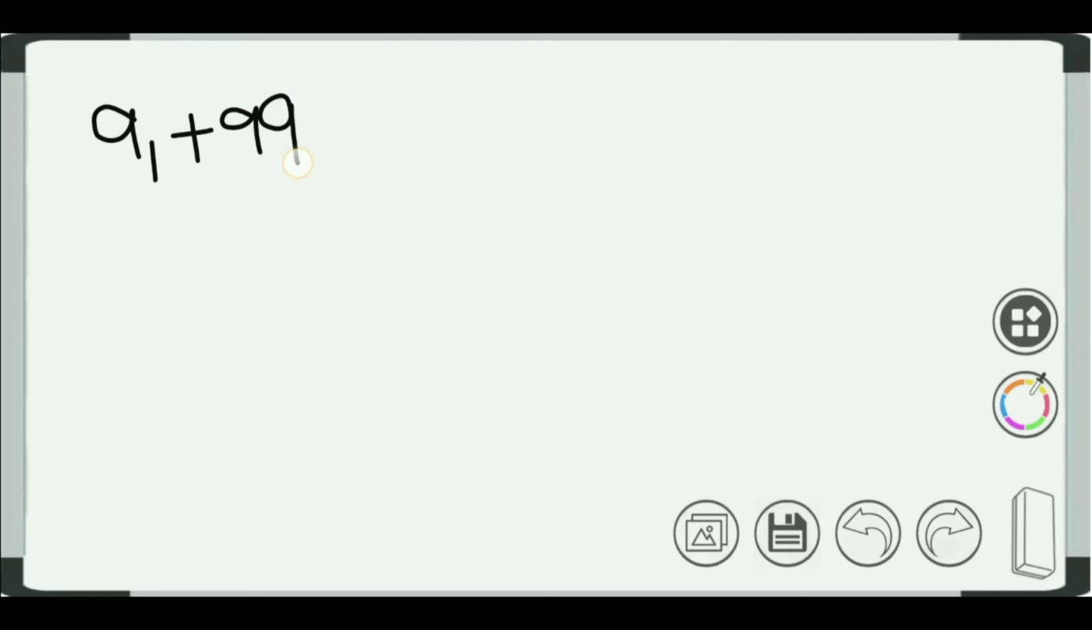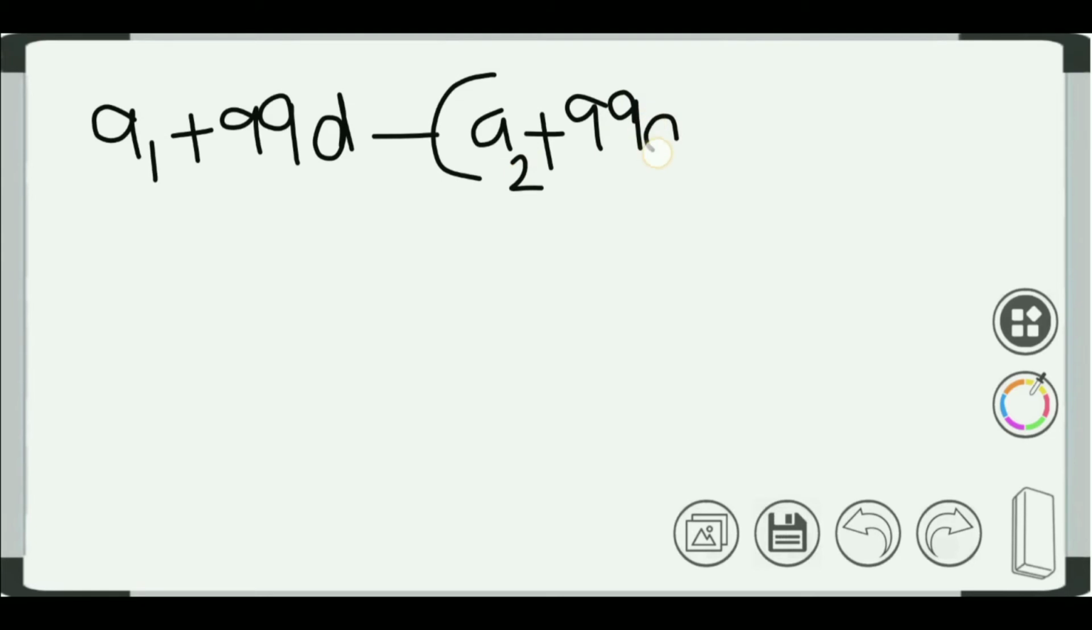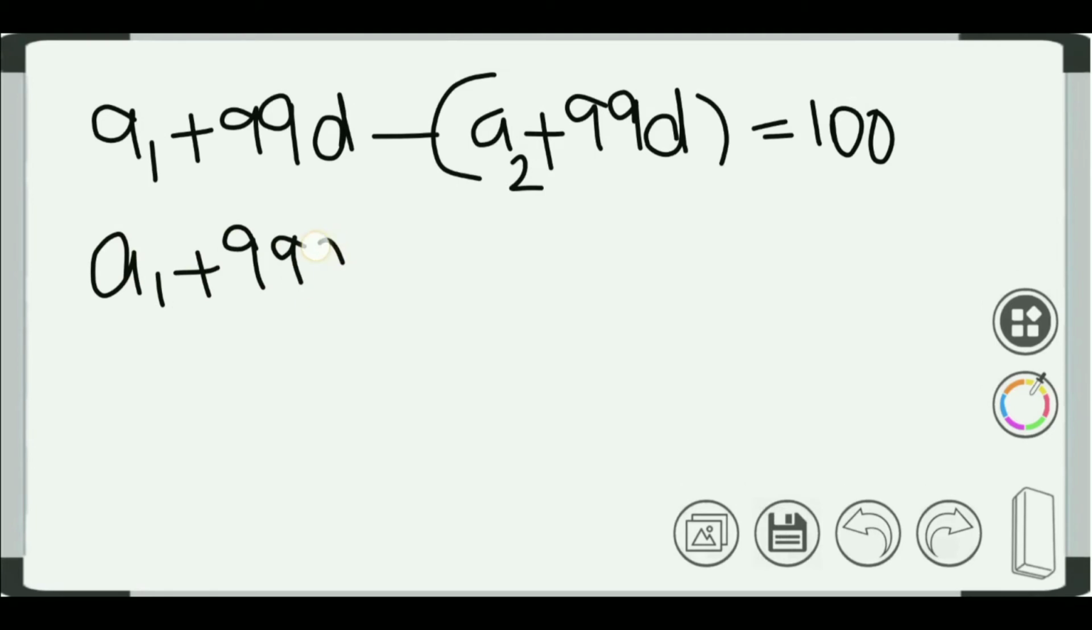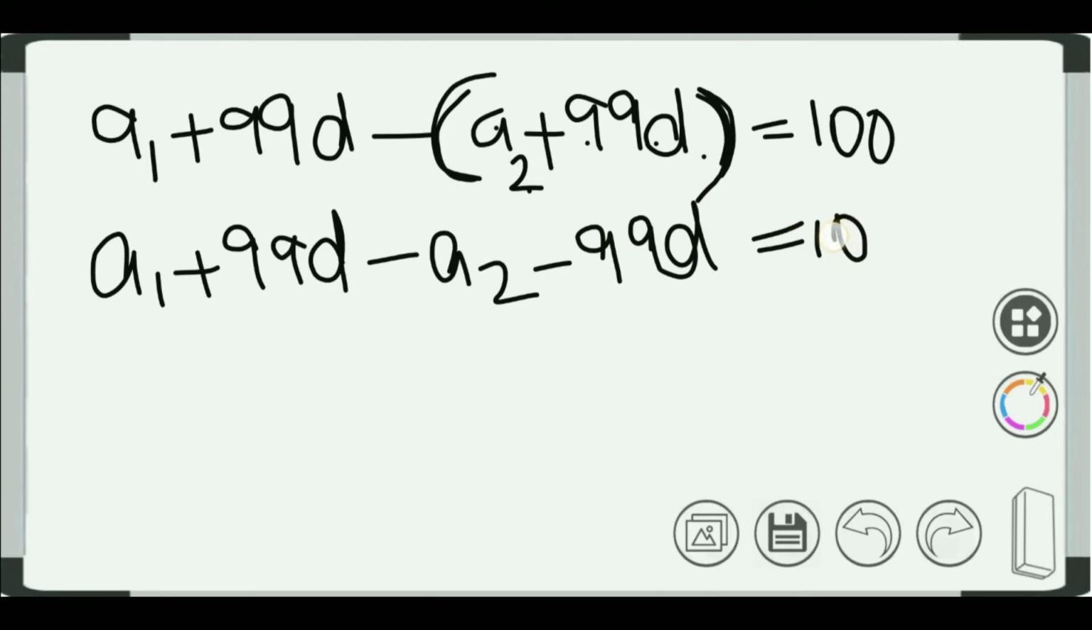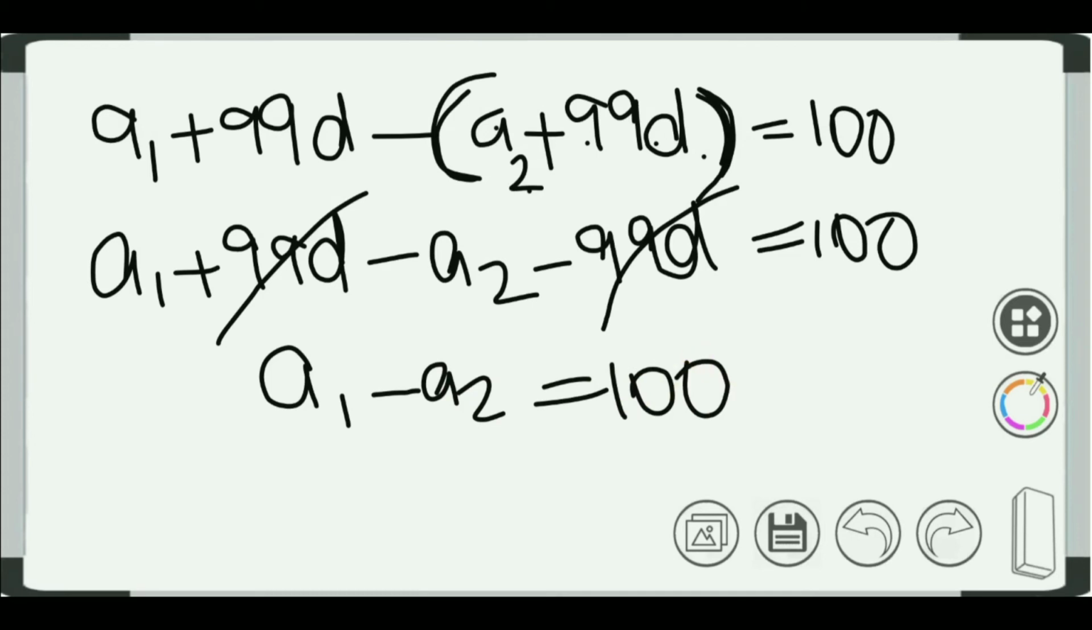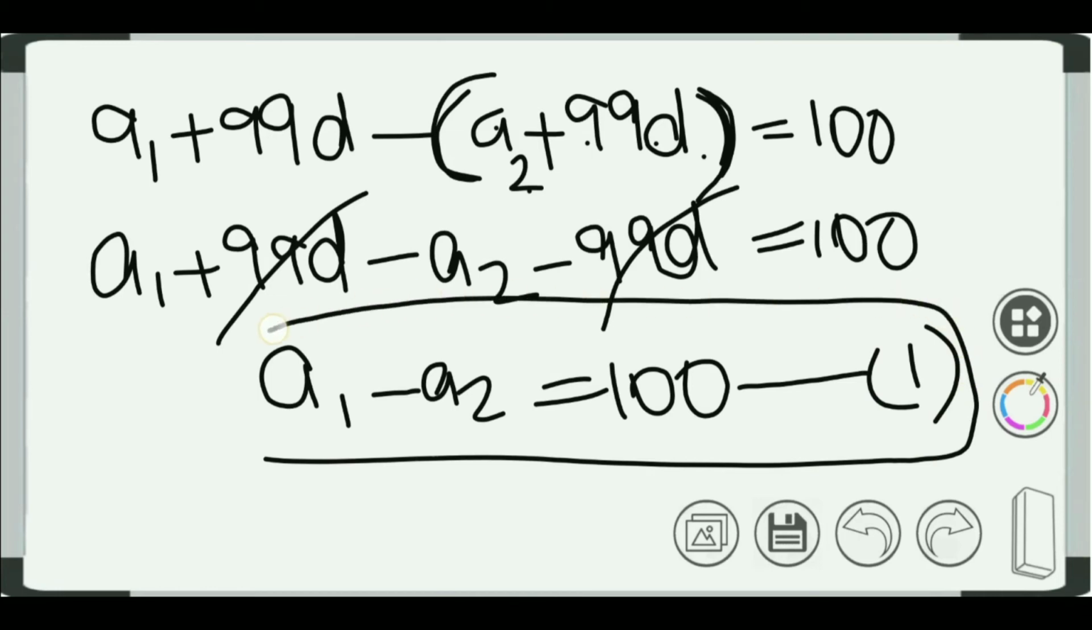A1 plus 99D minus A2 plus 99D equal to 100. So I'm going to solve this one. A1 plus 99D. When I remove the bracket, all the signs inside will change. That means A2 will become minus A2, 99D will become minus 99D, equal to 100. Now you can cancel this 99D and minus 99D. What is remaining? A1 minus A2 equal to 100. Mark this as equation number 1.